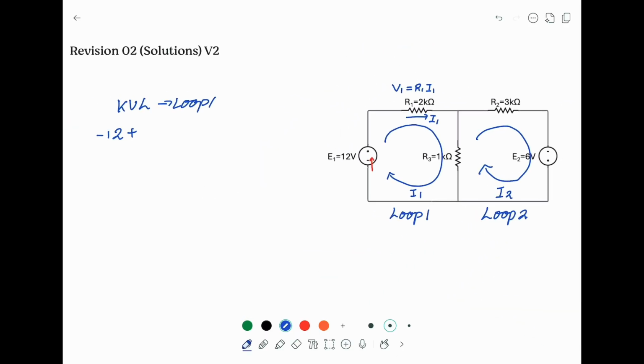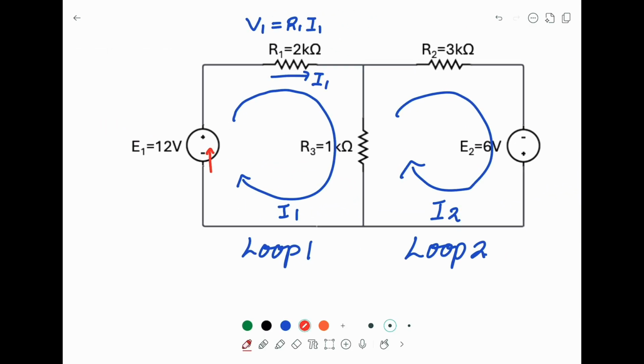So I can say the voltage across R1 is 2K I1 plus R3. Now R3 will be a little bit more complicated. For the I1, the current is moving down, so this is I1. However, R3 is shared between the two loops. So if you look at the right hand side, I2 will go up.